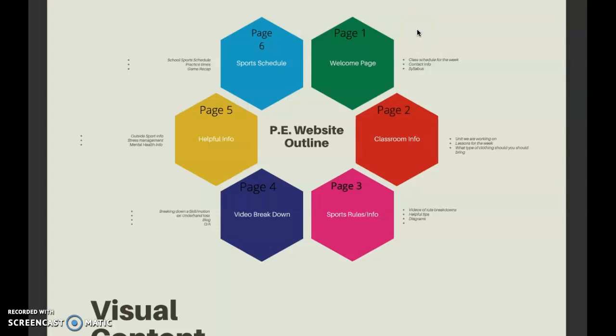That's page one. So here we'll have our class schedule for the week. You can click on there, see if you're a day one or a day two, or depending on some situations, you could be a certain color, maybe blue day or gold day.